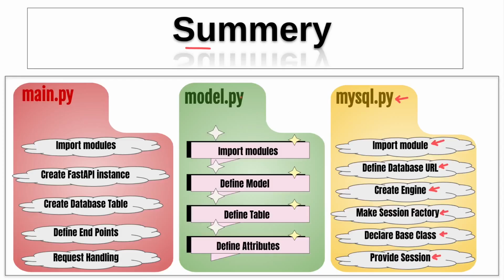Now let's see model.py. First of all, we will import the necessary modules. Then we will define the model. A model class means a database table. Then we will define the table, which means set the table name. Then we will define the attributes, which means the column names and their types.